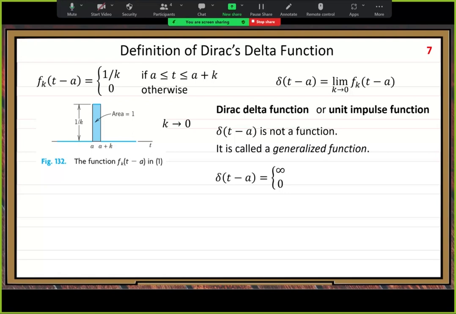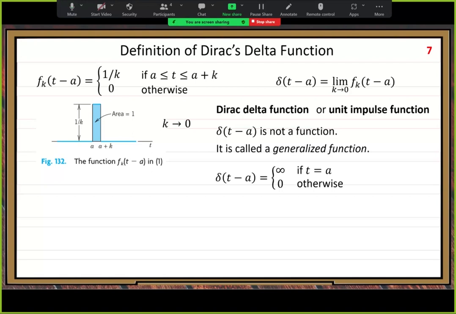So the definition of delta of t minus a: its value is infinity at t equals a. How can you define a function using infinity as its value, right? You cannot. But here we have to generalize our usual function understanding. It's special. And 0 otherwise, that's its value.